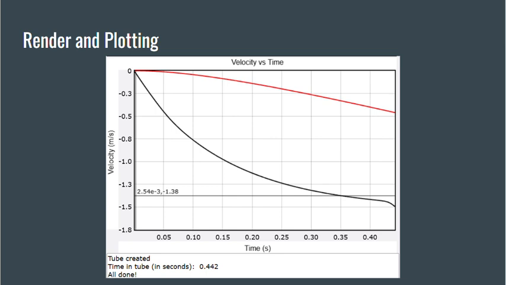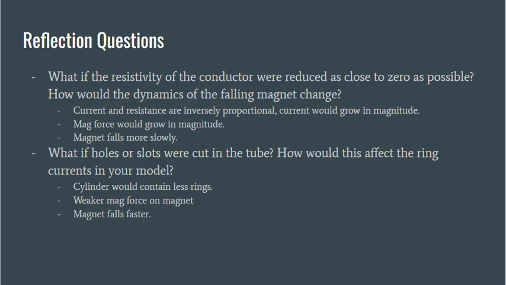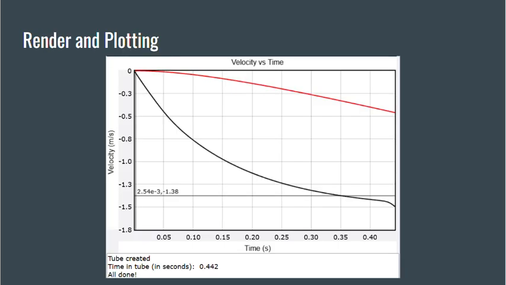In the end, it returns this plot of velocity over time versus time, and as you can see, the time in the tube in seconds comes out to be 0.442 seconds. And this is different than the actual results. This is because conditions are not perfect, and there will obviously be some drag, as well as potentially some errors with timing it.